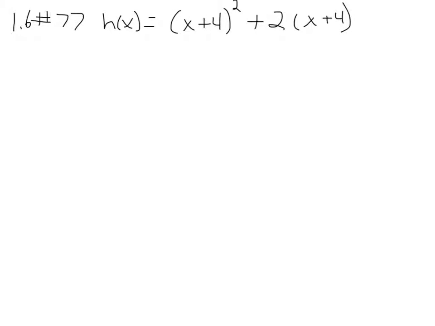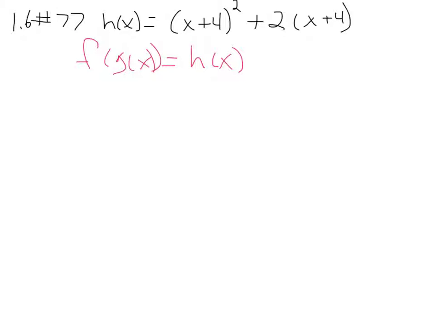M101sec16num77. Number 77. In this problem, we're given a function, h of x is the quantity x plus 4 squared plus 2 times the quantity x plus 4. And we're asked to decompose this function into two functions where f of g of x is equal to the original h of x. Okay, so now the way we want to think about this is what pieces of this function do we want to essentially mask by replacing them with a g.